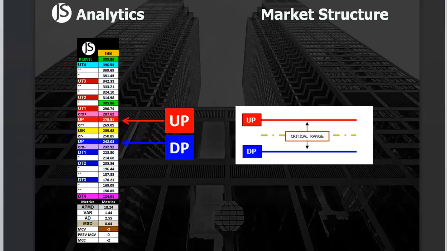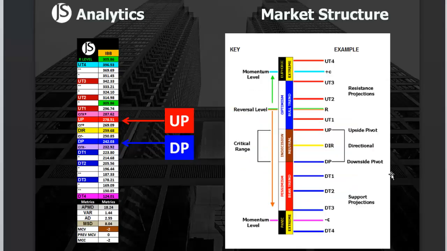The next thing we want to focus on is the structure of the market, and we're going to use the critical range to do that. Critical range is a behavioral study, and it identifies the area of indecision or the neutral zone. And there's a midpoint, not necessarily symmetrical, that we call the directional. So the market will rotate around this directional point, trying to find a bias. Above the directional, the market's going to lean positive, trying to make a play for the upside pivot. Below it, negative, making a play for the downside pivot.